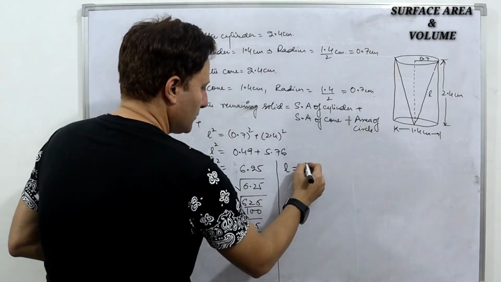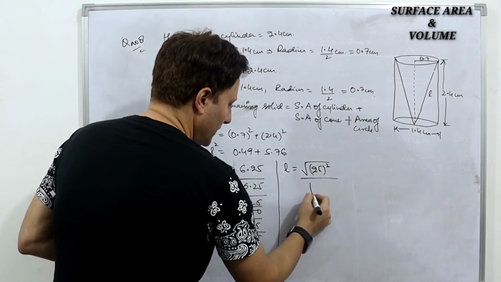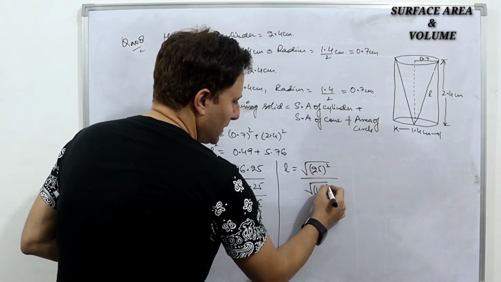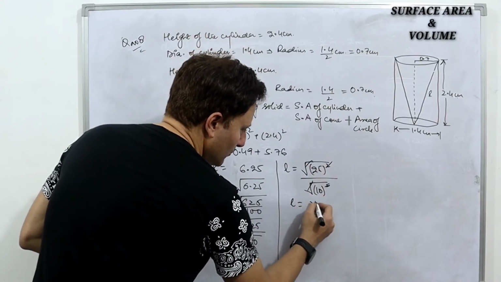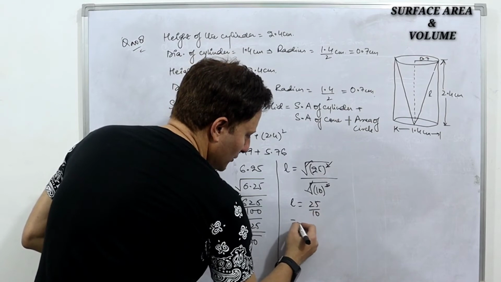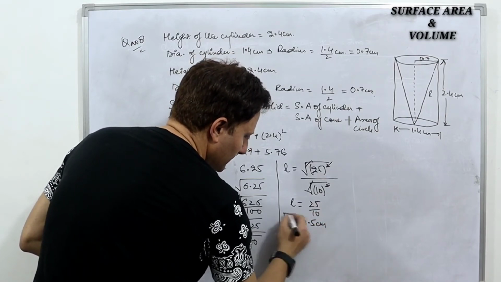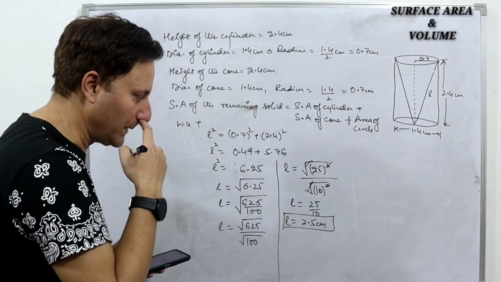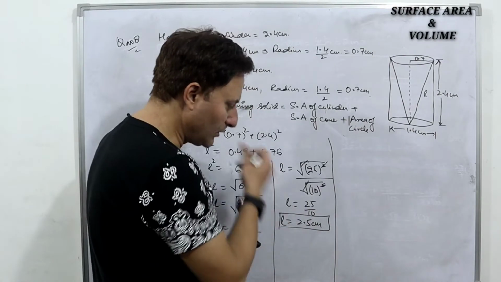L is equal to, we know 25 multiplied by 25 is 625 and 10 multiplied by 10 is 100. Take off the squares and the root. 25 upon 10, which means L is 2.5 centimeter. Right guys, so we have the value of L. Now we can put the values.